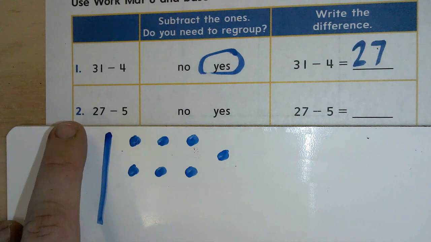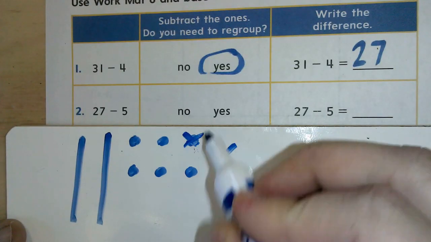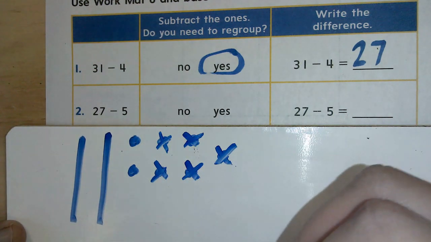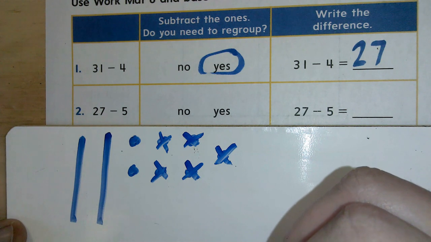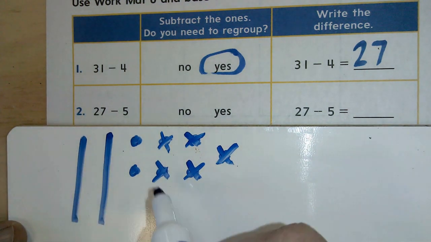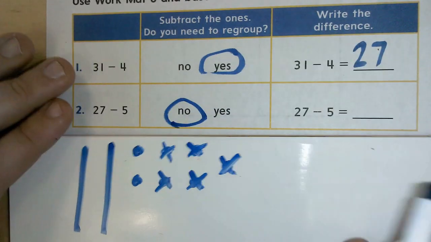So I have 27 and I want to take away 5. Let's see if I can do that. 1, 2, 3, 4, 5. Was I able to take away those 5? I was. So do I need to regroup and take away one of these 10 straights? No, I don't. I had enough 1s to take it away.